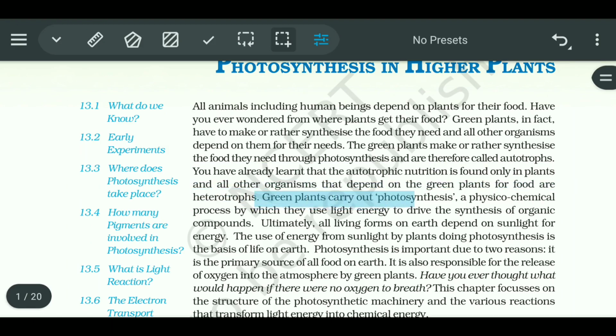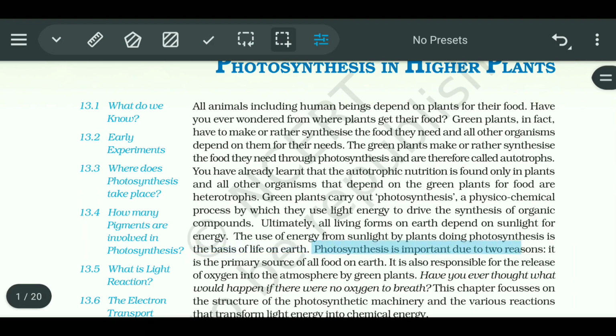Green plants carry out photosynthesis, a physico-chemical process by which they use light energy to drive the synthesis of organic compounds. Ultimately, all living forms on Earth depend on sunlight for energy. The use of energy from sunlight by plants during photosynthesis is the basis of life on Earth.